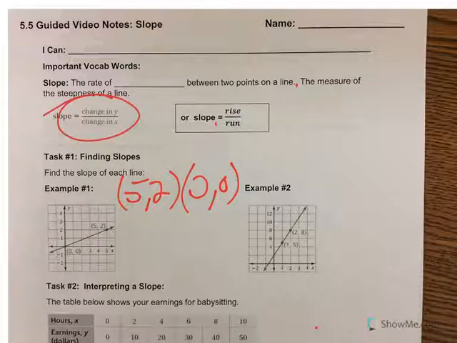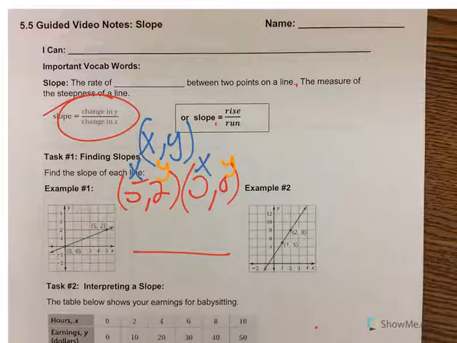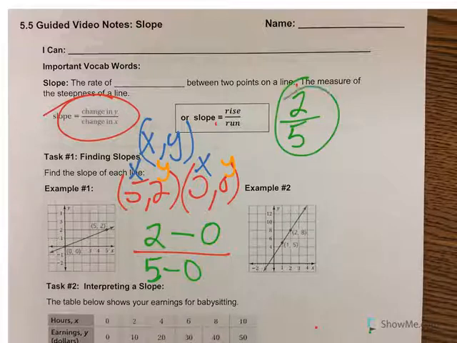So again, change in y. Remember, ordered pairs are always x, y. Always. So the x number is first, and the y value is always second. So on top, we're going to subtract the two y values. Our y values are 2 and 0, and our x values are 5 and 0. So on top, I'm going to subtract the first y, 2, minus the second y value, which is 0. And on the bottom, I'm going to subtract the x's, which will be 5 minus 0. So 2 minus 0 is 2, and 5 minus 0 is 5.